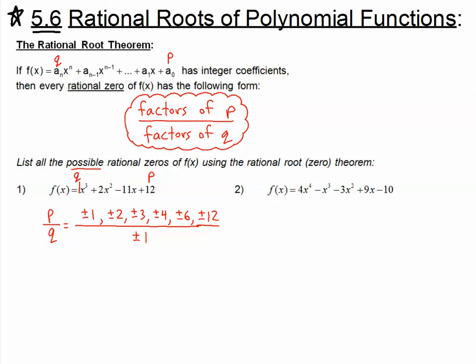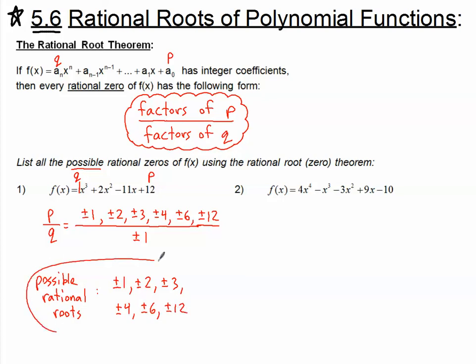So all of our possible rational roots, I'll put a colon here, are basically everything that's in the numerator. Plus or minus 1, plus or minus 2, plus or minus 3, plus or minus 4, plus or minus 6, plus or minus 12. Those are all of our possible rational answers.